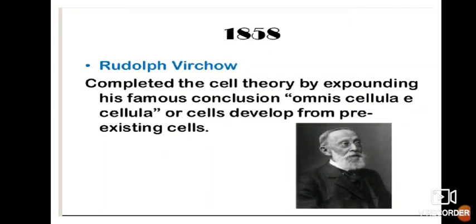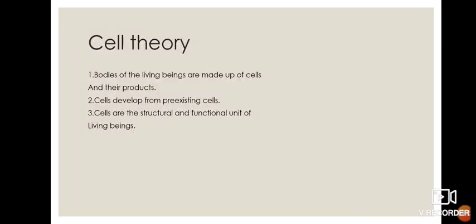Till now, it was clear what cells were, but how cells form was not clear. How do cells come up, from where do they arise? So it was Rudolf Virchow who said that new cells arise by the division of old cells, that is omnis cellula e cellula. Cells develop from pre-existing cells.